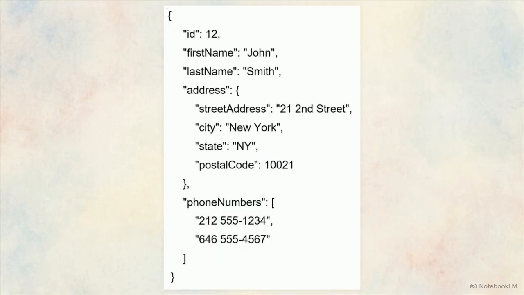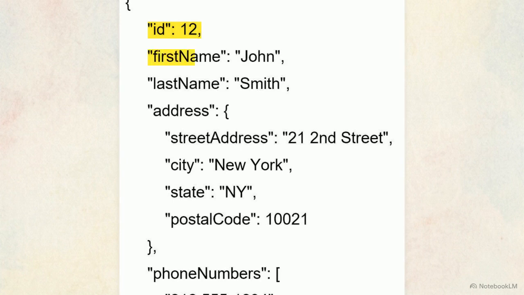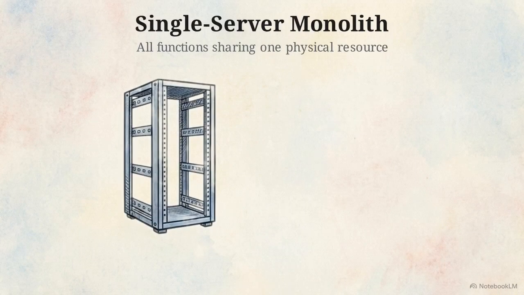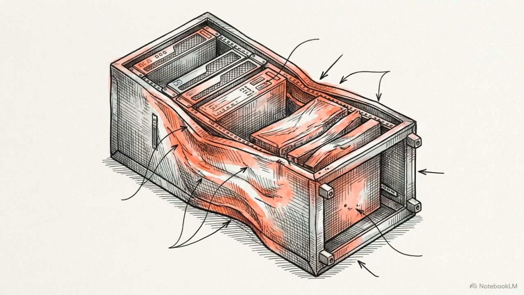For mobile apps, the output looks like the JSON payload shown here, returning fields like user ID, first name, and postal code. A web browser, alternatively, receives a fully rendered HTML page. This setup is elegant in its simplicity. Everything, the application logic, the database, the cache, runs on one machine. But as traffic scales, that simplicity becomes a critical liability.